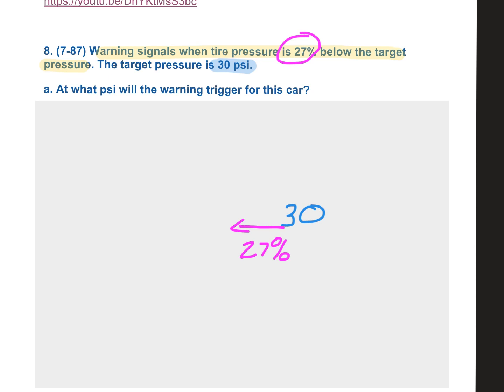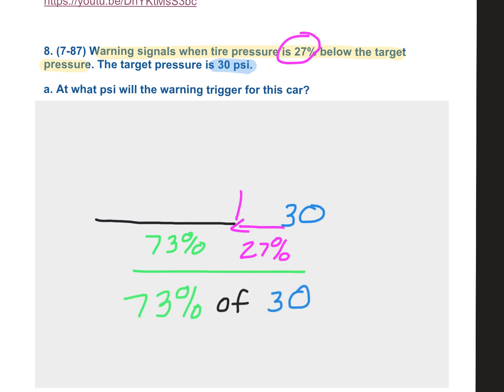Well, we all know, of course, that the entire percent would be 100, right? So whatever is right here at 27% below is also the same number that would be indicated by 73% above, because 73% plus 27% equals 100%, right? So what we really need to figure out is what number is 73% of 30, because 73% of 30 will represent this spot right here, which is 27% below 30.